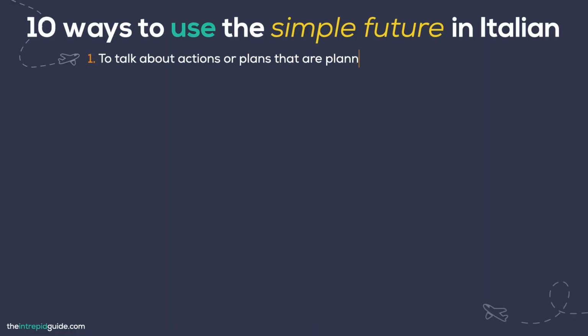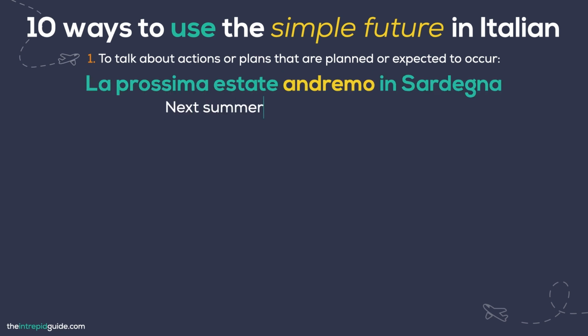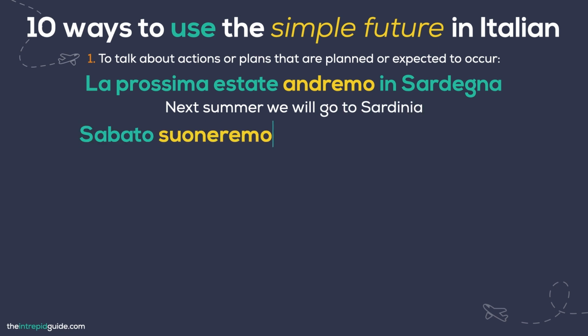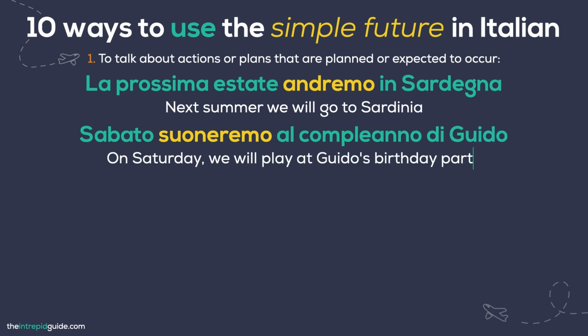Now, here are 10 ways to use the simple future in Italian. The first one is to talk about actions or plans that are planned or expected to occur. For example, La prossima estate andremo in Sardegna. Next summer we will go to Sardinia. Sabato suoneremo al compleanno di Guido. On Saturday we will play at Guido's birthday party.